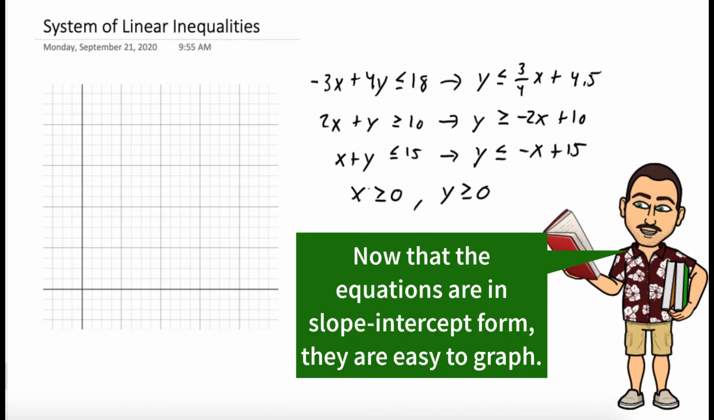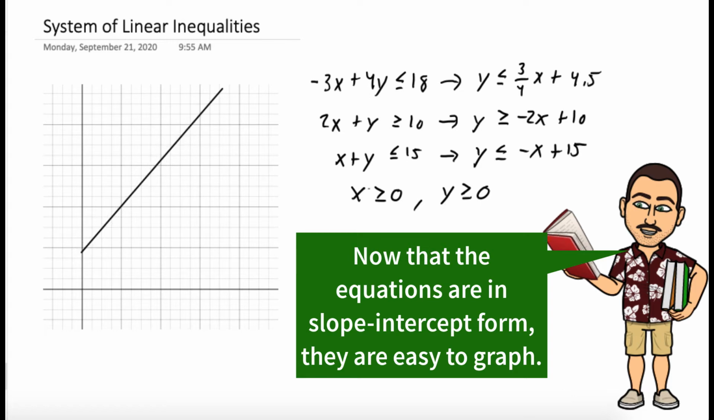Okay, so I'm going to use the line tool to sketch these lines. So we'll start with y is less than or equal to 3/4 x plus 4.5. So it has a y-intercept of 0, 4.5, and a slope of 3/4. So we have to go up 3 and over 4. Okay, and so when we do this, our line will look like this.